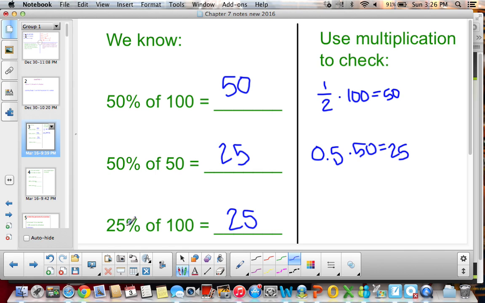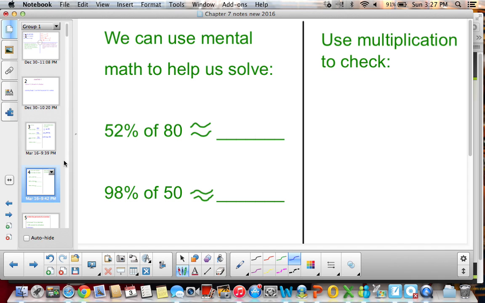We know that 25%, if we convert that to a decimal, remember we take the decimal, which starts after the 5, and go over to the left 2. And if we change that to 0.25, and we multiply that times 100, if you do that in your calculator to check, you would get 25. So if you noticed, really all we're doing is converting it to a decimal, okay, and then multiplying it by that number. We can use mental math to help us solve.